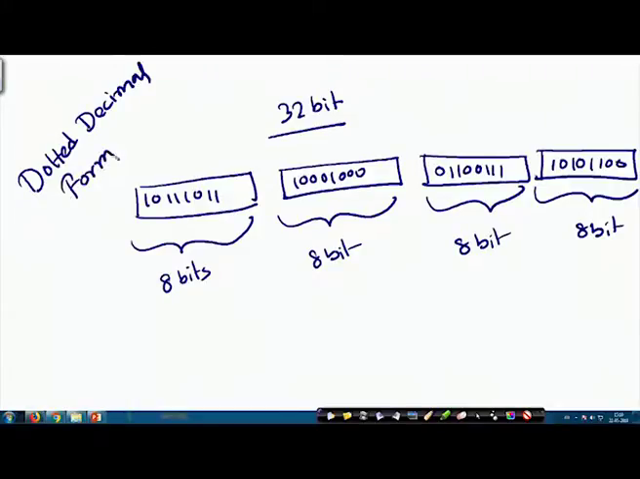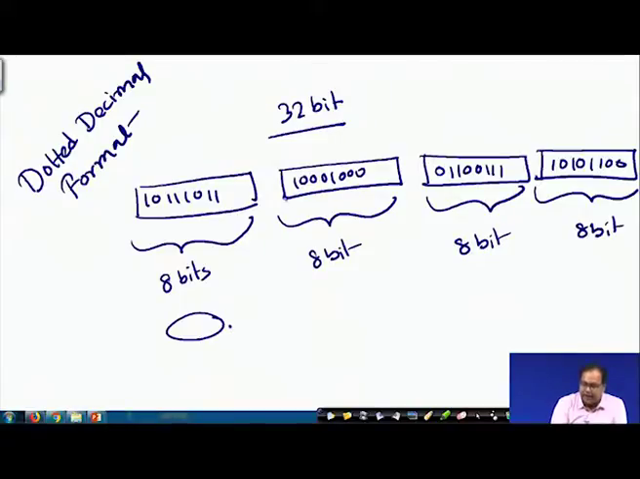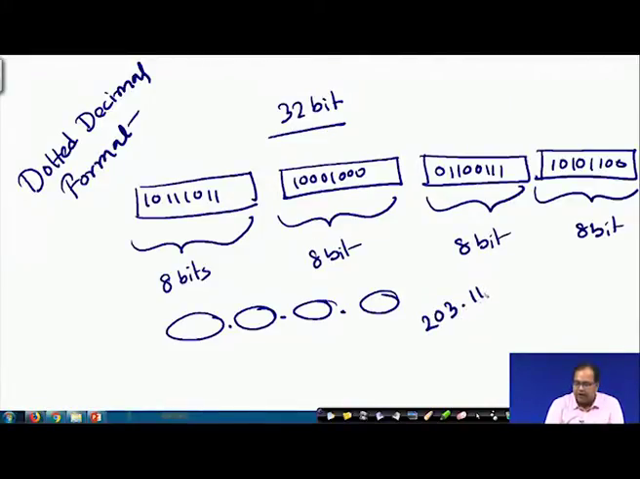Now, in the representation of the IP address, we write it in the dotted decimal format. What is this dotted decimal format? For these 8 bits, we represent this 8-bit binary as an integer, then put a dot, then again represent the second chunk as an integer, again a dot, the third integer, a dot, and the final integer. So, that way an IP address looks something like 203.110.30.42. So, each of these are 8-bit integers.